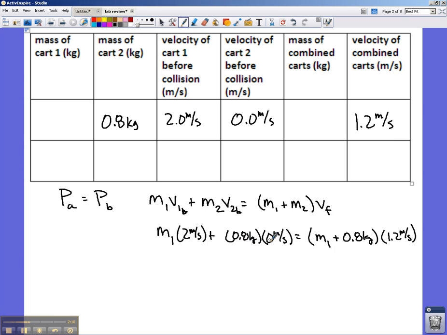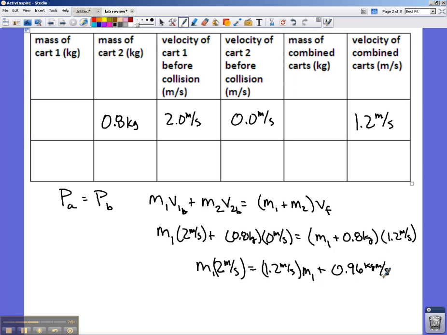First of all, 0.8 times 0 is 0, and I can't do much else with that because I have that variable there. So I'm just going to rewrite it: m1 times 2 meters per second. It's kind of messy, so I'm going to put it in parentheses like that. Equals, and again, not writing anything there because times 0 means 0. Distribute the 1.2 here to both of these and you get 1.2 meters per second times m1 plus, and then 1.2 times 0.8 is 0.96, and then you get kilogram meters per second.